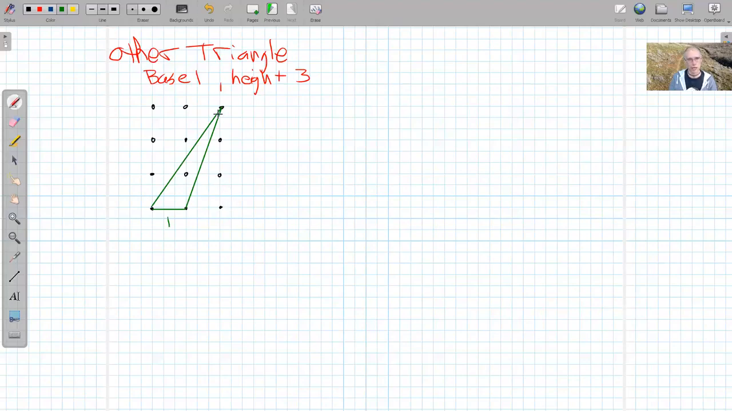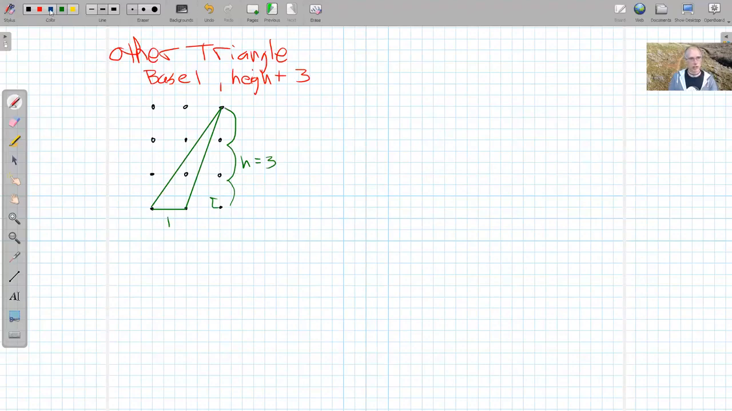So if I go straight up, the distance is 3, right? 1, 2, 3. And that height is perpendicular. So there's my height of 3. But this is a diagonal, so that's going to be longer than 3. That one's going to be longer than 3 right there. So I got to figure those guys out.